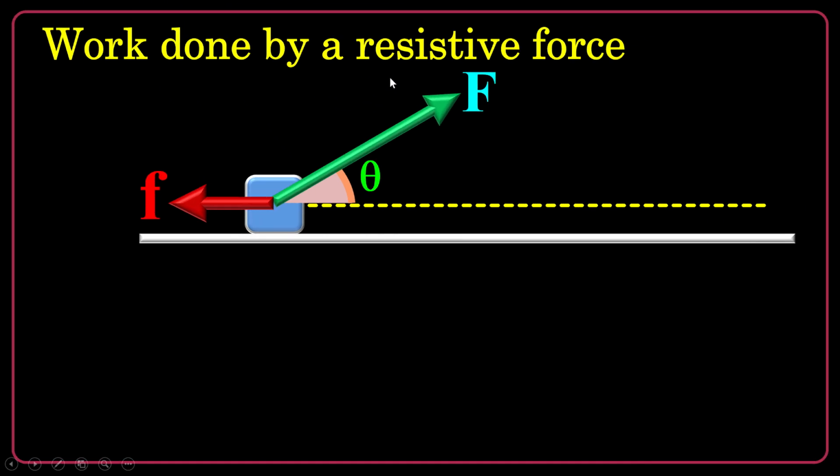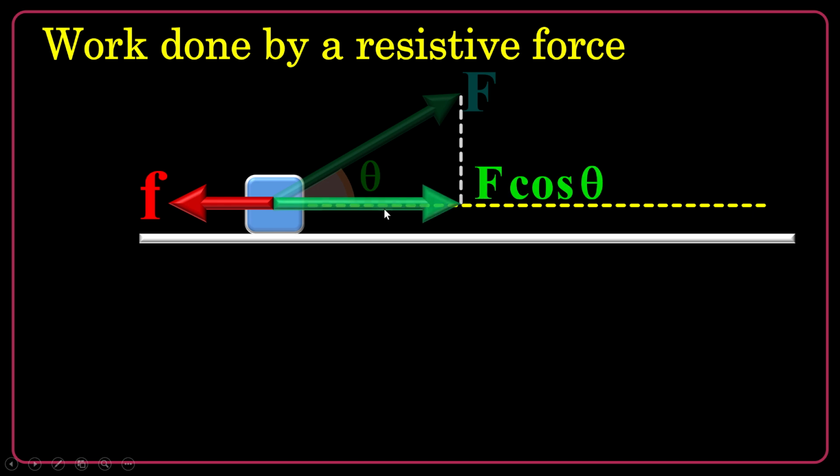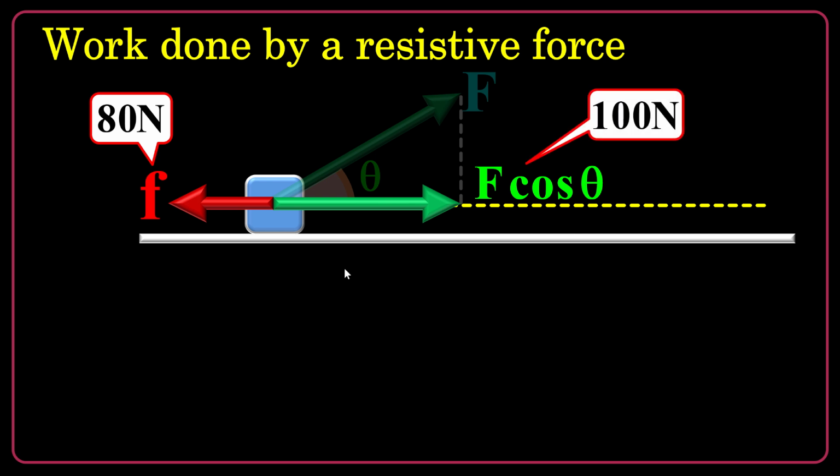Work done by a resistive force. Suppose that there is a force acting on the object, F, making an angle of theta with the horizontal, and the effective force is F cosine of theta. Actually here the resistive force is against the running force, the forward force. So they fight. Let's say the value of the resistive force is 80 and the running force is 100. So the net force is 20 to the right, meaning the object will accelerate rightward.